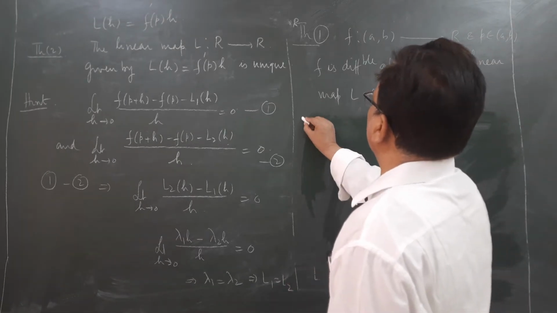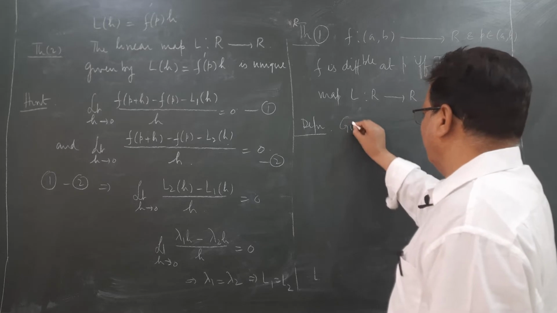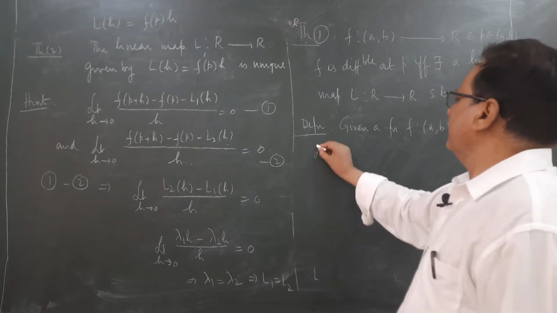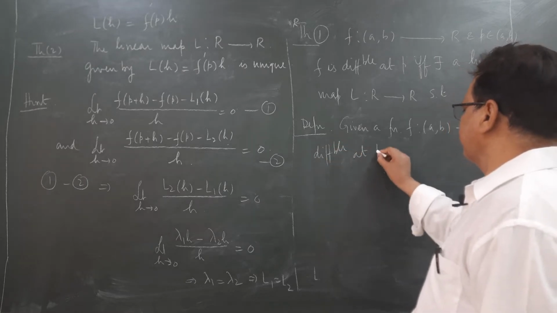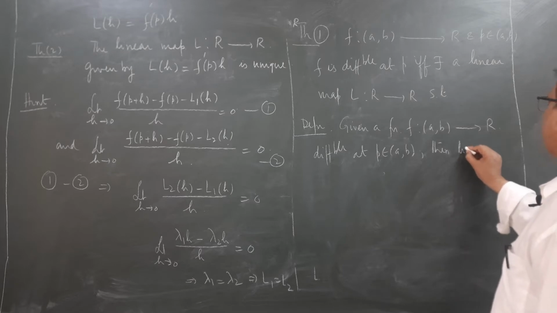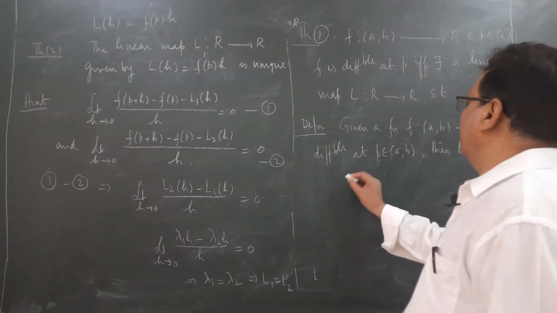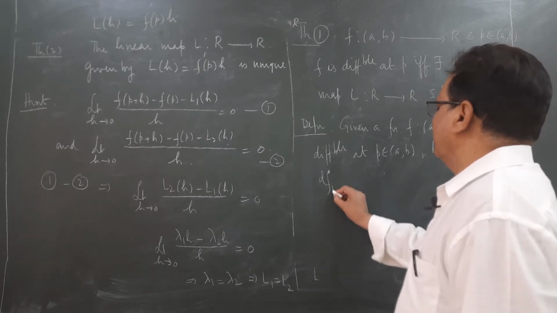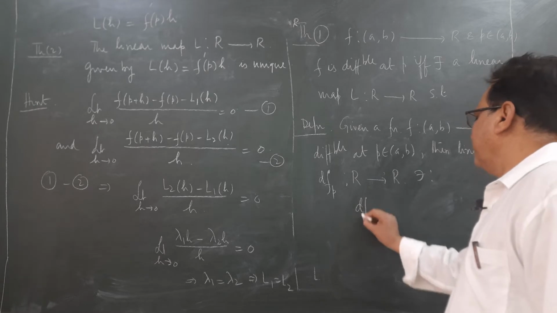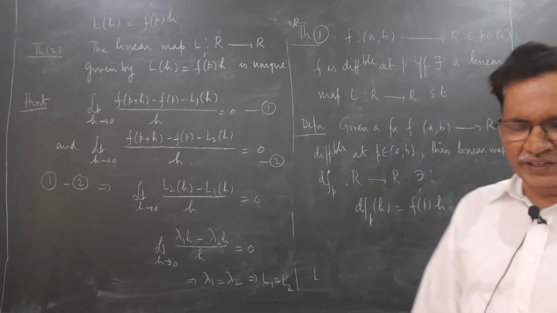So here comes the definition. Given a function f from the interval (a, b) to R, differentiable at a point p, the linear map whose existence has been ensured by Theorem 1, which I will denote by df_p from R to R, such that df_p(h) equals f'(p) times h, is called the differential of f at p.